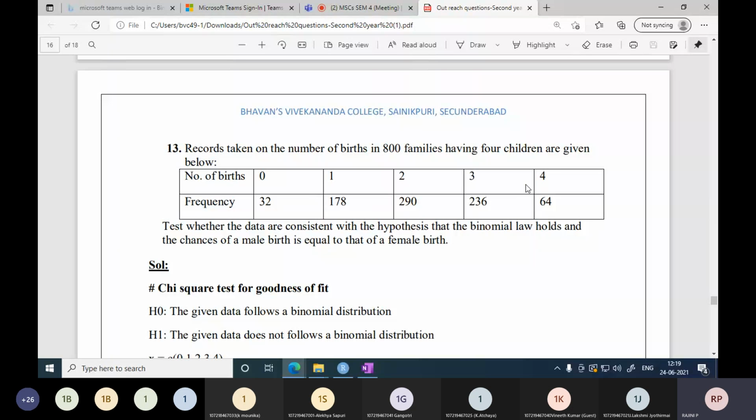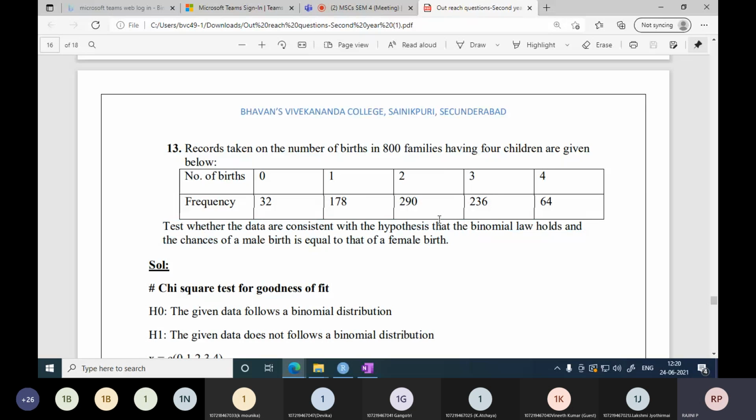So there may be a possibility of a child or no child, only 2 possible outcomes. So for this data, you can apply binomial distribution. This is my assumption. Here they are asking, test whether the data are consistent with the hypothesis that the binomial law holds and the chance of male births is equal to the female births.